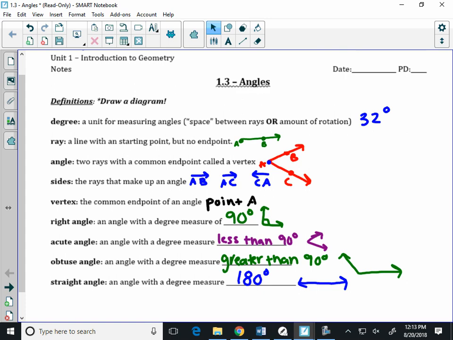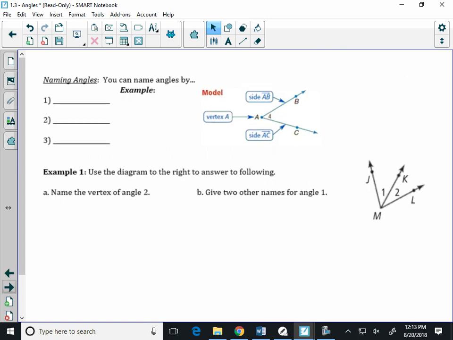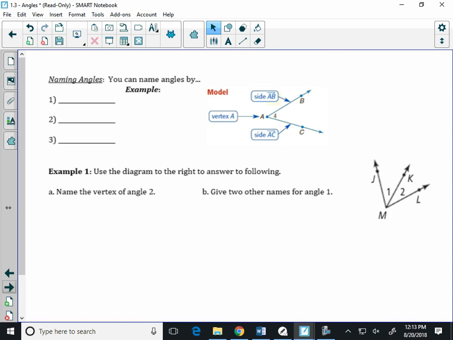So we'll get into how to name angles. There's 3 ways you can name an angle. One way you can name an angle is by its vertex. And a common thing here, when you name an angle, you just draw a mini angle symbol. Okay? Like so. And then you just state the vertex next to that mini angle symbol.